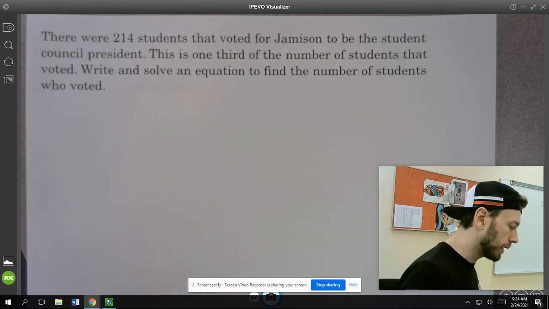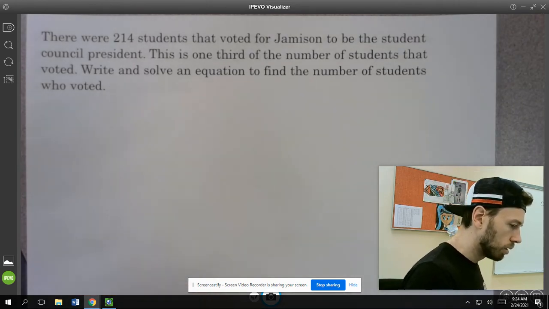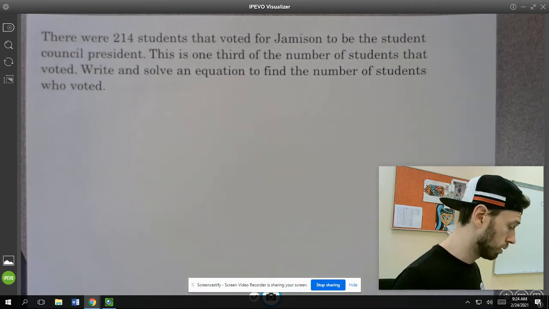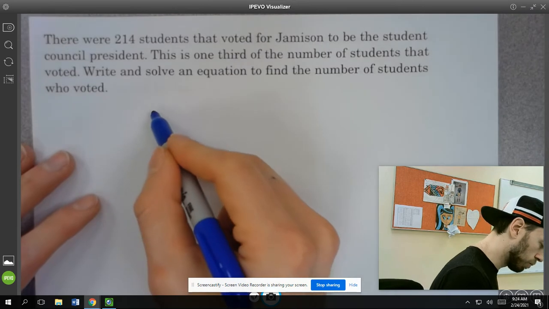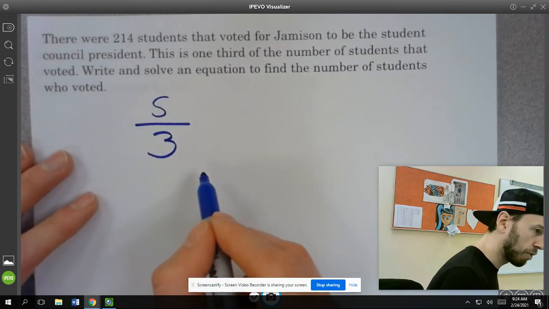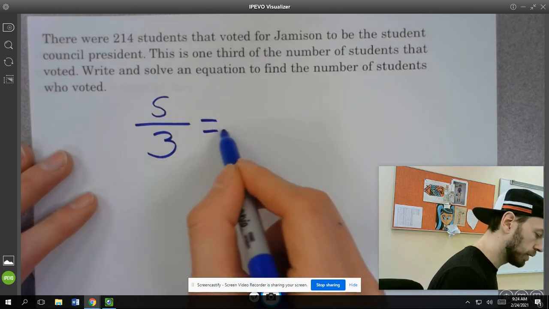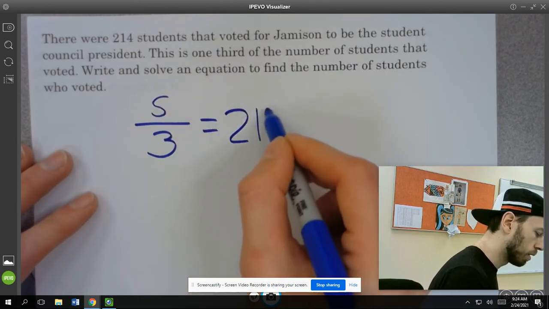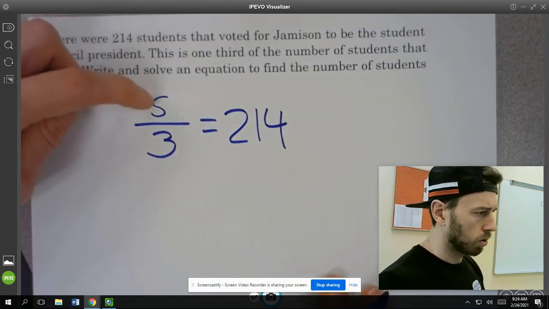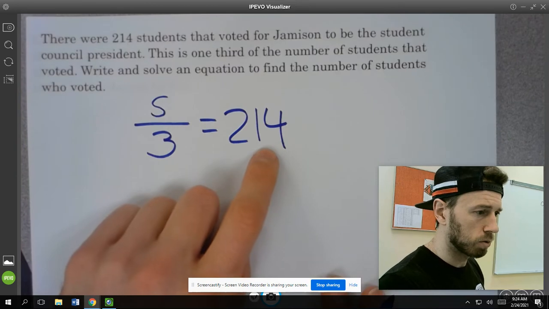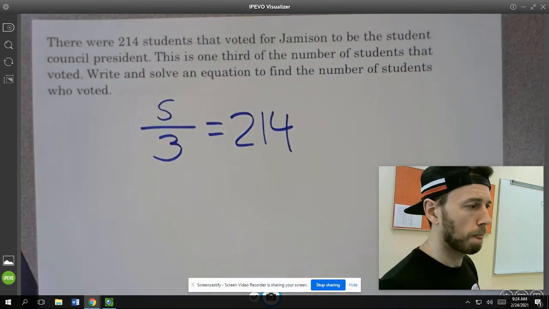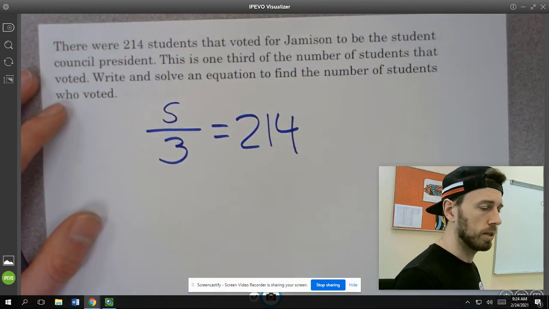So how do we show a big number of students divided by 3, which gave us his votes, 214? We take a big number of students that we don't know, divide it by 3, and that should give us how many votes he got, 214. The total number of students divided by 3 gave us his votes. So if we wanted to find out the total number of students who voted, all we have to do is find out what S is.